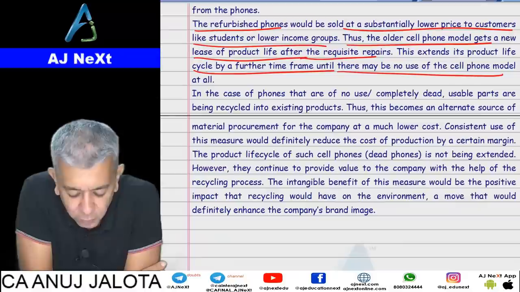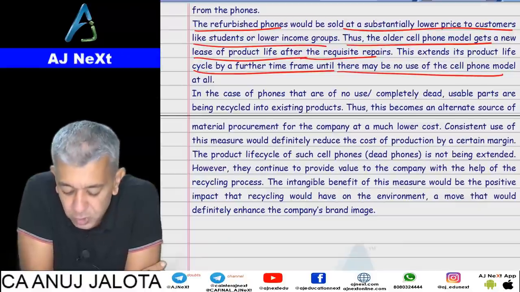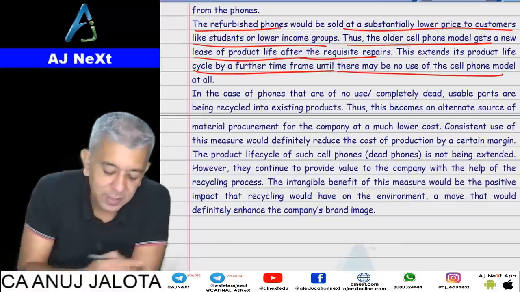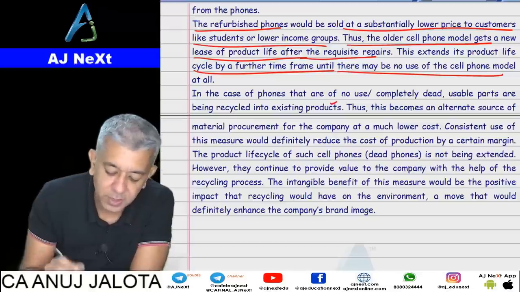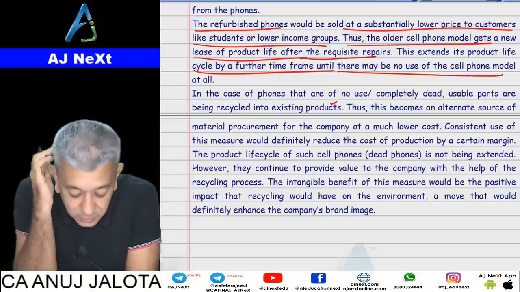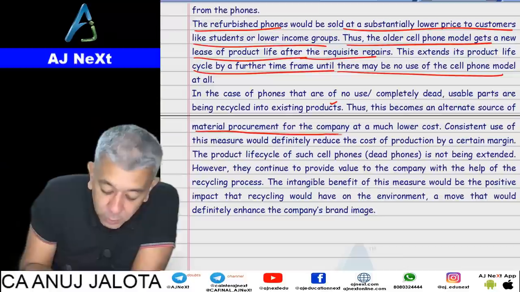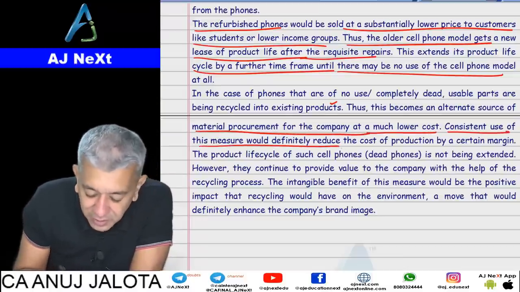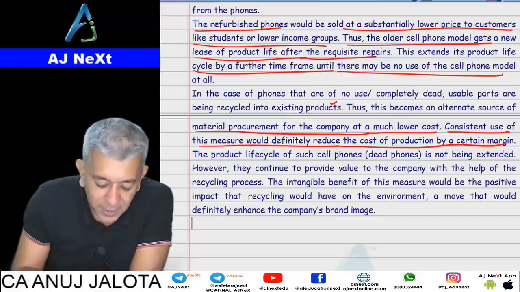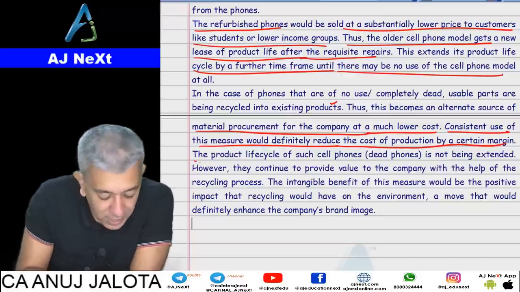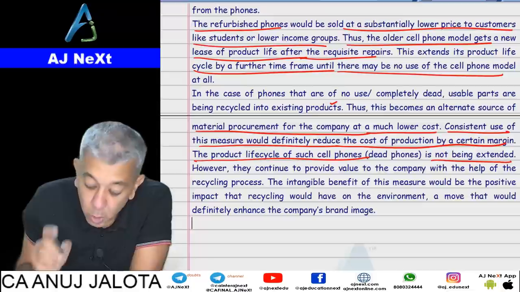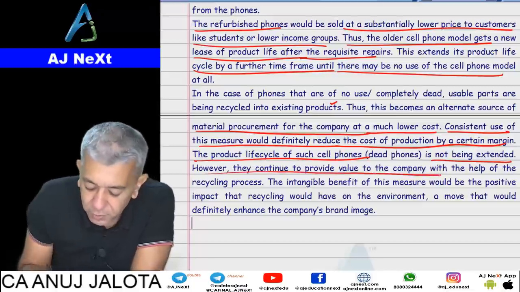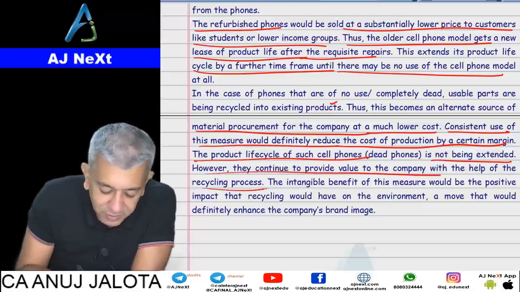In case of the phones that are completely of no use or completely dead, the usable parts are being recycled into existing products. This becomes an alternate source of material procurement for the company at much lower cost. Consistent use of this measure will definitely reduce the cost of production by a certain margin. The product life cycle of such phones is not being extended. However, they continue to provide the company with help through the recycling process.